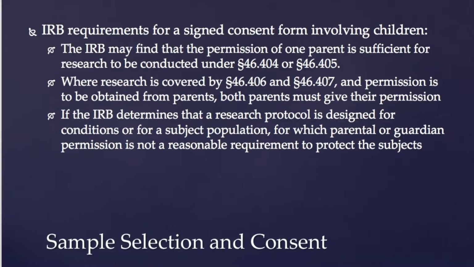Now, if it's involving children, things change just a little bit. And I've got a couple of laws listed here for you, but it says that the IRB may find that the permission of one parent is sufficient for research to be conducted, and under those laws, they're 46.404 and 46.405. If the research is covered by 46.406 or 407, permission is obtained from both parents, has to be given, unless one is incompetent or dead, obviously.